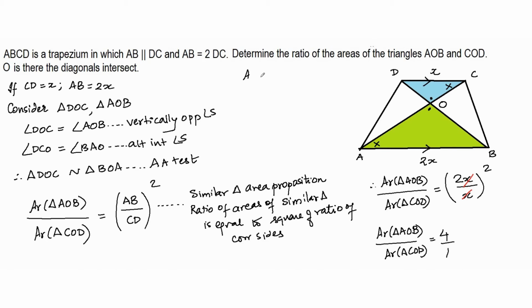So I can say that area of triangle AOB is to area of triangle COD. The ratio of these two areas is equal to 4:1. So this is how I can solve this particular question. Again, pausing for a couple of seconds before moving on to the next one.